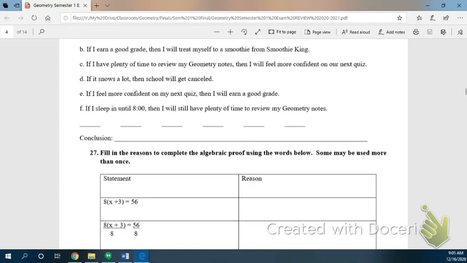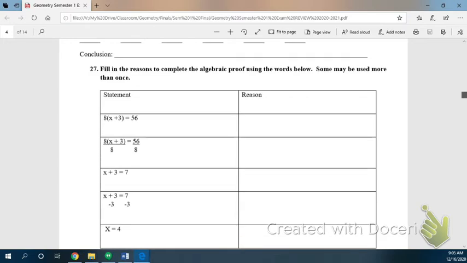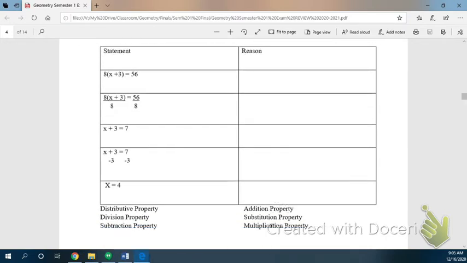Now we have some algebraic proofs. It says that we're going to fill in the reasons with the algebraic proof. So they have the reasons below, and we're just having to fill it in. So they always start with just the given. This next step, it looks like they're dividing by 8 on each side. That will be the division property. Given is right here. This is the division property. Then when they simplified, anytime you simplify, that's substitution.